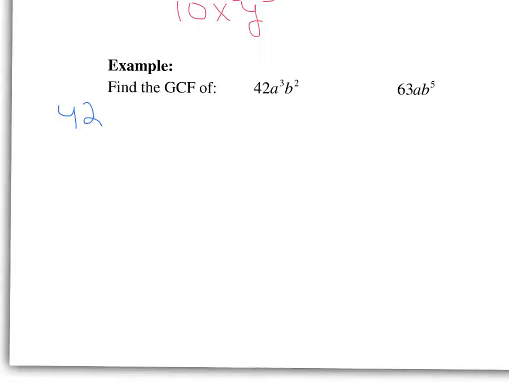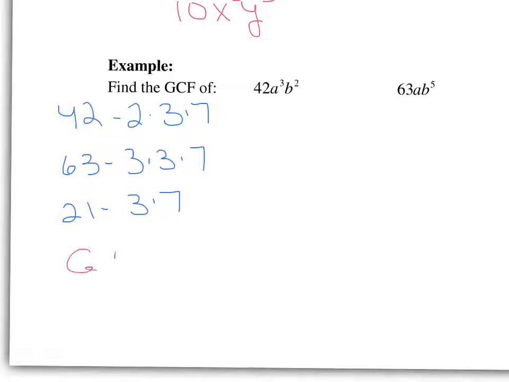I'm only going to write the prime factors of the coefficients this time, because I think we can do the variables without writing them all out. The prime factors of 42 are 2 times 3 times 7, 6 times 7. The prime factors of 63: 3 times 3 times 7, 9 times 7. And the prime factors of 21: 3 times 7.